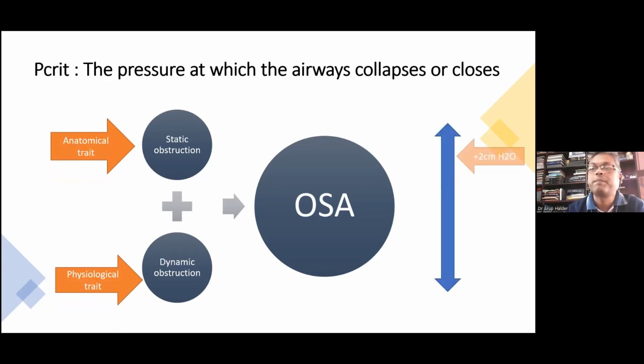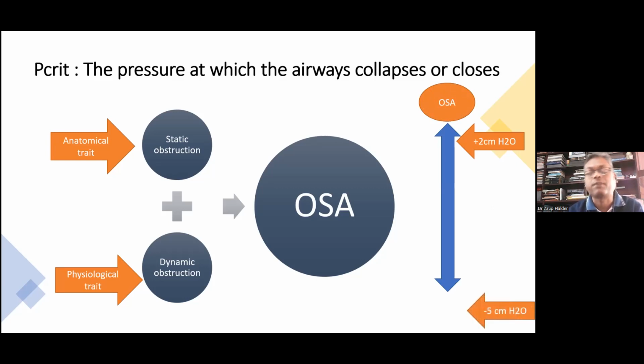And they propose that if the PCRIT or the critical closing pressure of the airway is in the positive value, that means the atmospheric pressure is 760 millimeters of Hg. If it is plus 2, 762 millimeters of Hg, then even during the awake state, the patient has a propensity to have a collapse of the upper airway, but that is being kept open by the very high action of the upper airway dilator muscles. But when the patient is falling asleep, definitely these kinds of patients are going to have obstructive sleep apnea. So PCRIT plus 2, or in the plus range, definitely the patient has OSA.